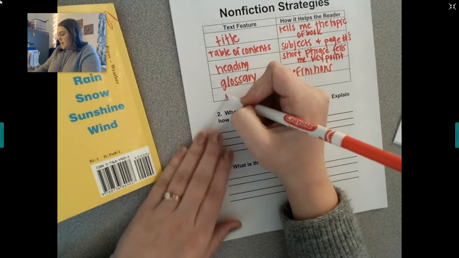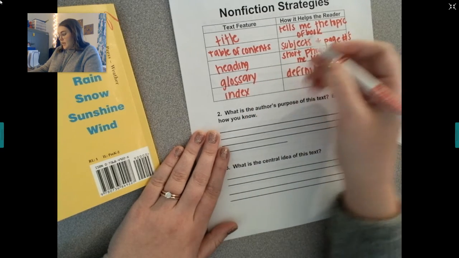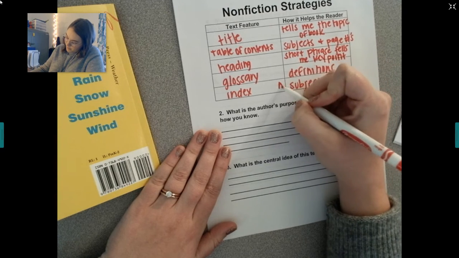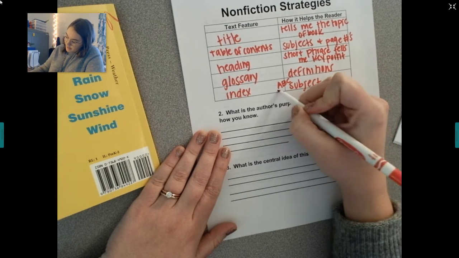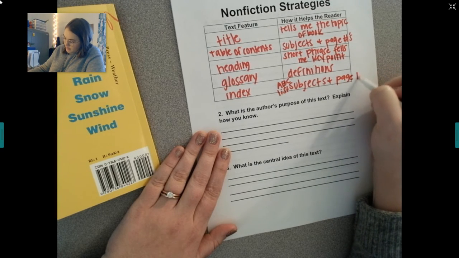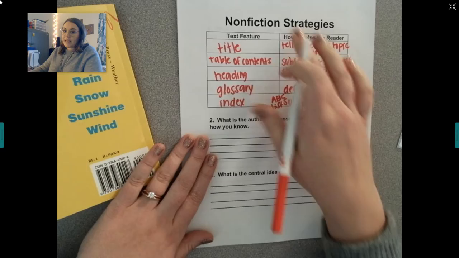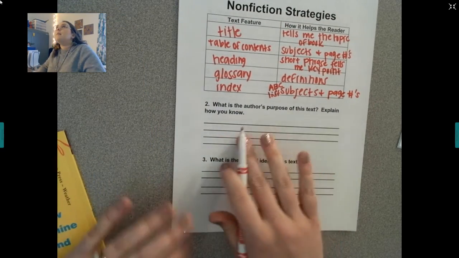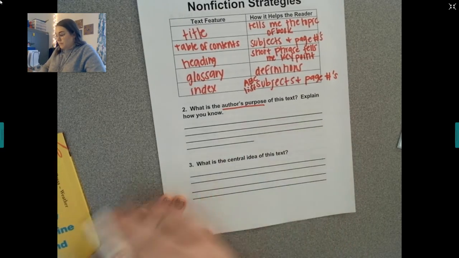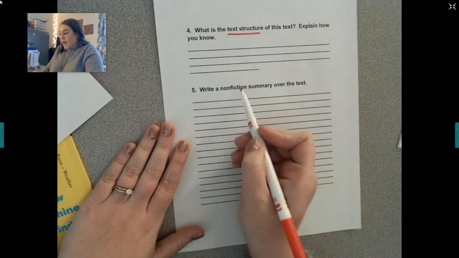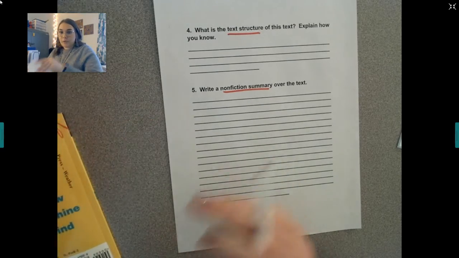Now, the index has, again, kind of like, I'm going to put ABC, but it's an alphabetical list of subjects and their page numbers. Kind of like a table of contents, except it's not in order of what's going on in the book. Okay, so now as I read the book, I'm going to be thinking, what's the author's purpose? What is the central idea? What is the text structure? And how am I going to do a nonfiction summary over it?